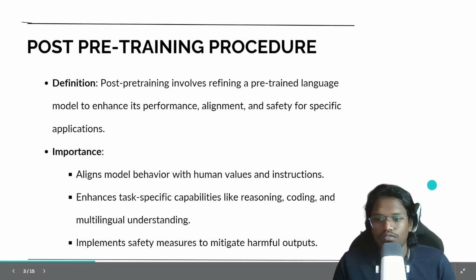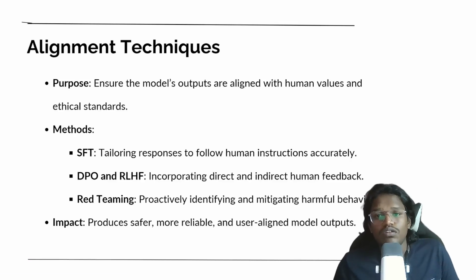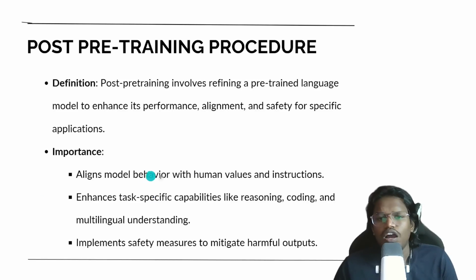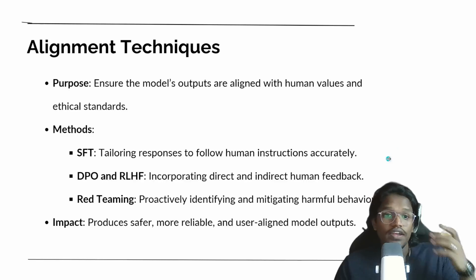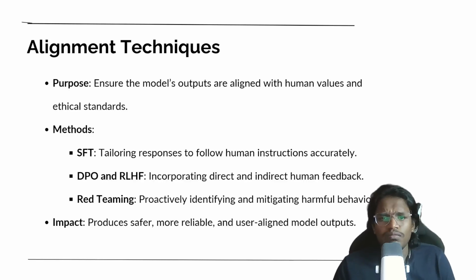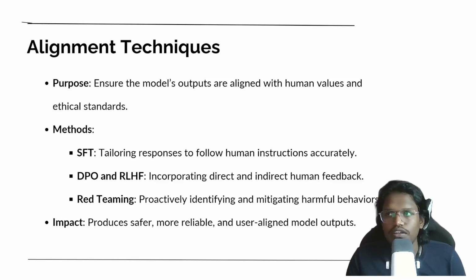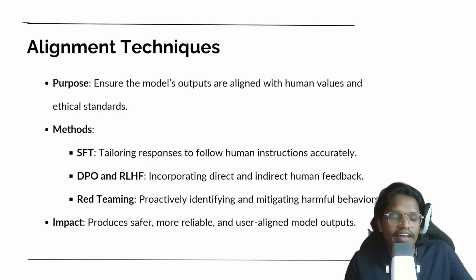Now, what are the alignment techniques? Because I told you here that it aligns the model with human values and instructions. How do you do that? The purpose of this alignment is to ensure that the model output is aligned to human values and ethical standards, as the name suggests. There are 3 methods here, out of which 2 are very popular. One I didn't even know until I saw the research paper of Llama 3.